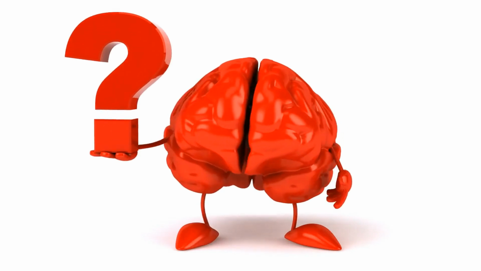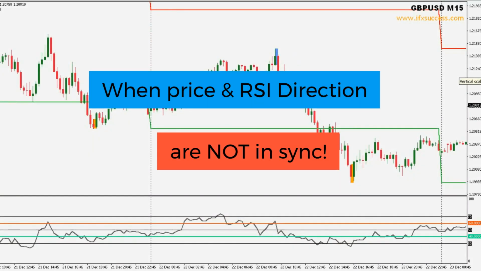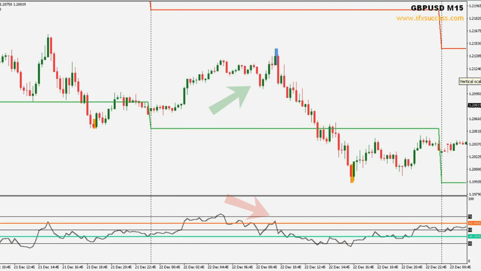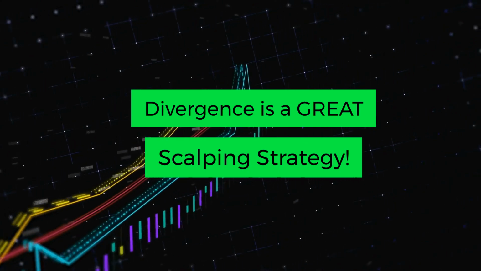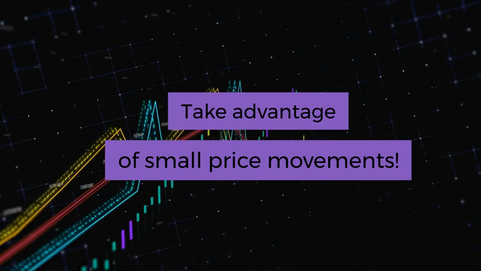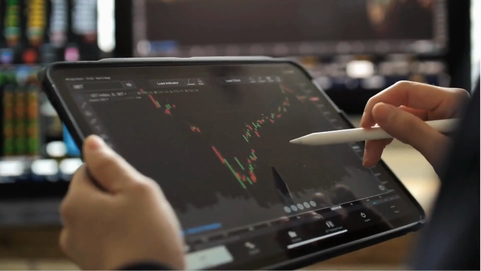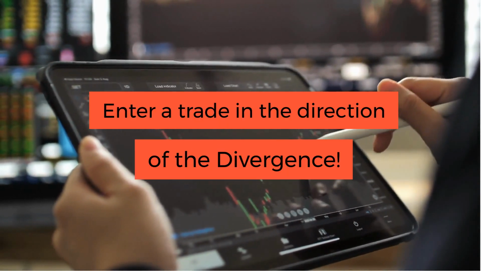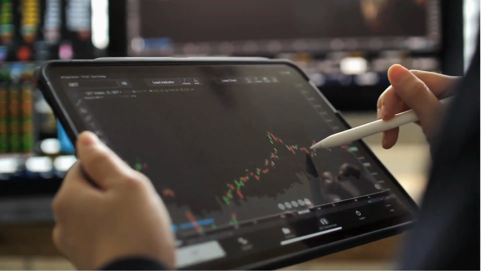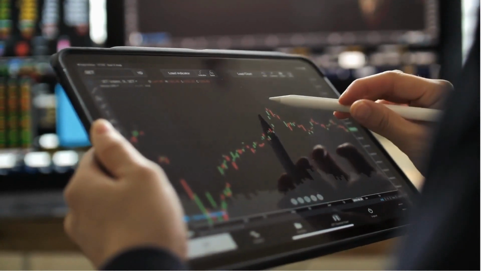Now, what is divergence? Divergence occurs when the direction of the RSI and the direction of the price trend are not in sync. Trading divergence can be an effective scalping strategy because it allows you to take advantage of small price movements in the market. When you identify divergence, you can enter a trade in the direction of the divergence, expecting the price to eventually move in the direction indicated by the RSI.